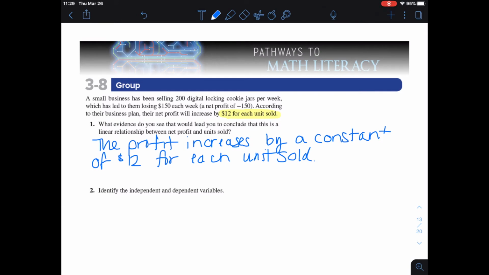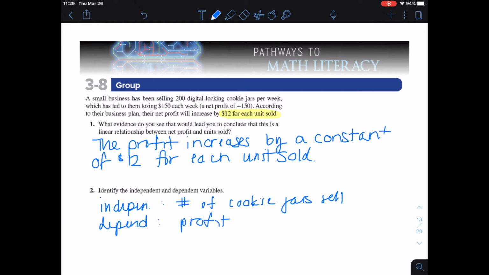So in that case, the profit depends on how many cookie jars. So our independent variable is going to be the number of cookie jars we sell. And the dependent is then going to be our profit. Okay. So the profit depends on the number of cookie jars.